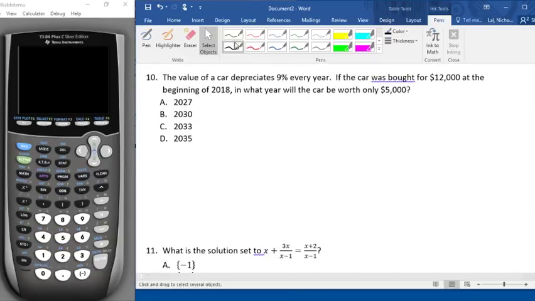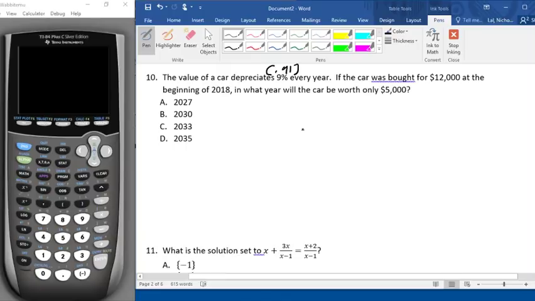Problem 10. The value of a car depreciates 9% each year. Depreciates 9%, that means multiplied by 0.91. The car was bought for $12,000 at the beginning of 2018. In what year will the car be worth only $5,000? This is an exponential decay problem.